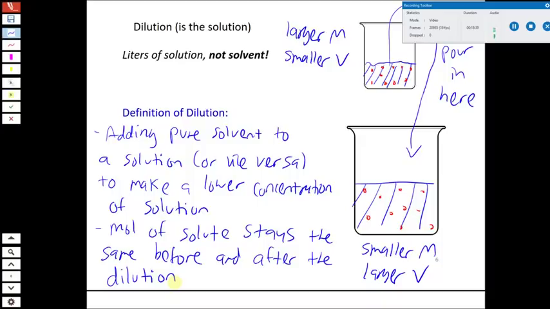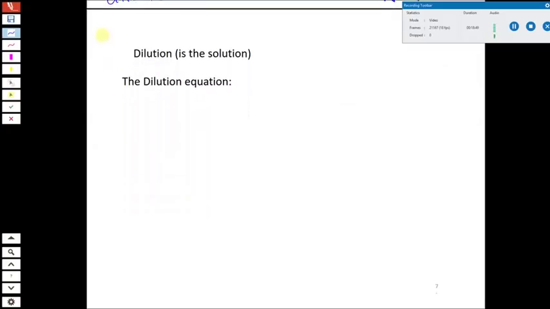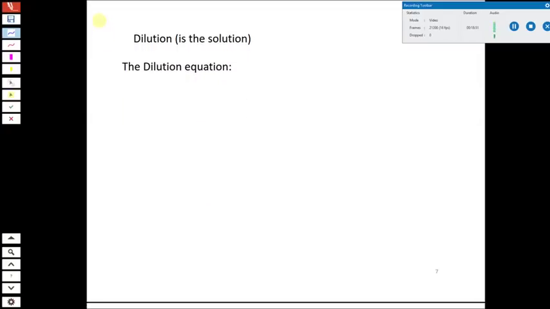Okay, so that's kind of the concept of dilution. And then the vast majority of what you are going to have to do with dilution is be able to use the dilution equation, which we're going to quickly derive right here. It's a pretty simple one. We're just going to use the definition of molarity that we've been talking about today.